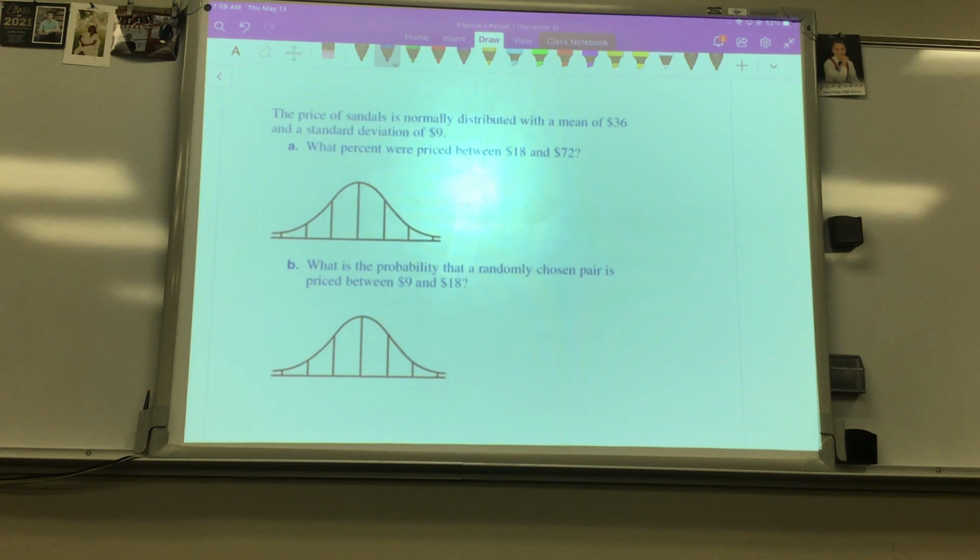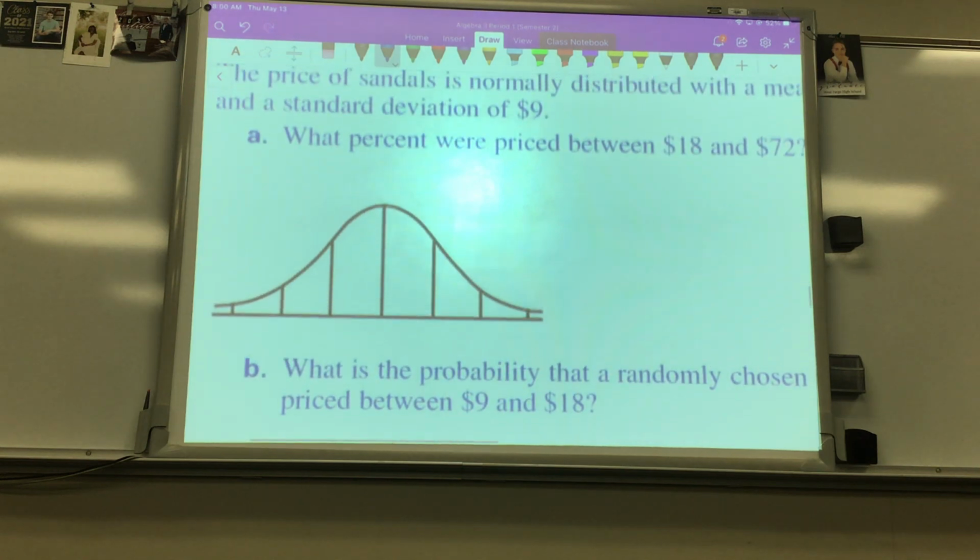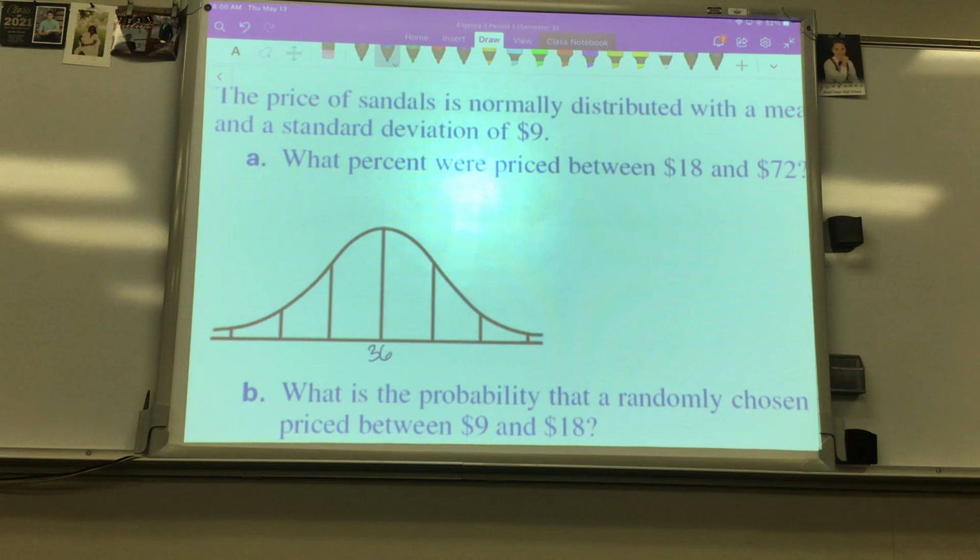The price of sandals is normally distributed, okay, right there it tells us we can actually use the normal curve, with a mean of 36 and a standard deviation of 9. So what number goes in the middle there? 36. If I got a standard deviation of 9, add 9. And then subtract 9 going left, correct?